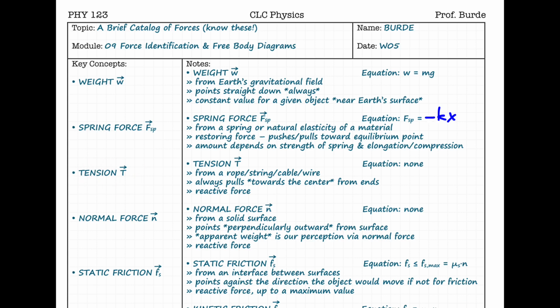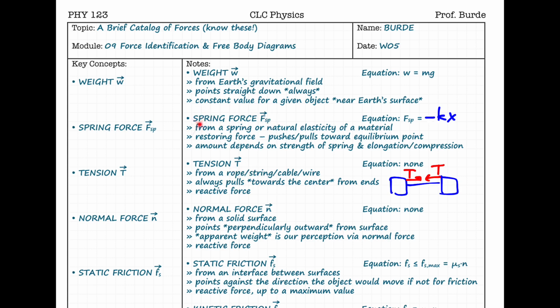Tension is the force carried by a rope or string or cable or wire. The tension always pulls towards the center of the rope from the end. So if you have two objects that are connected by a rope, that rope pulls both of them in the direction towards the middle. Notice that there's no equation for tension. It is a reaction force. However hard you're pulling on the two objects, tension is going to pull back so that the rope doesn't break. When we're looking at tension, usually we're assuming that there's no elasticity, that these are inelastic objects, meaning that they're not going to stretch.